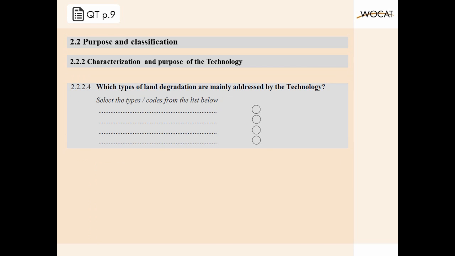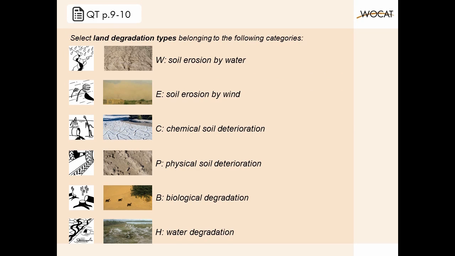The next question asks about the land degradation types addressed by the technology. Here again, a combination of degradation types is possible. Land degradation types belong to the following categories: soil erosion by water, soil erosion by wind, chemical soil deterioration, physical soil deterioration, biological degradation, and water degradation.